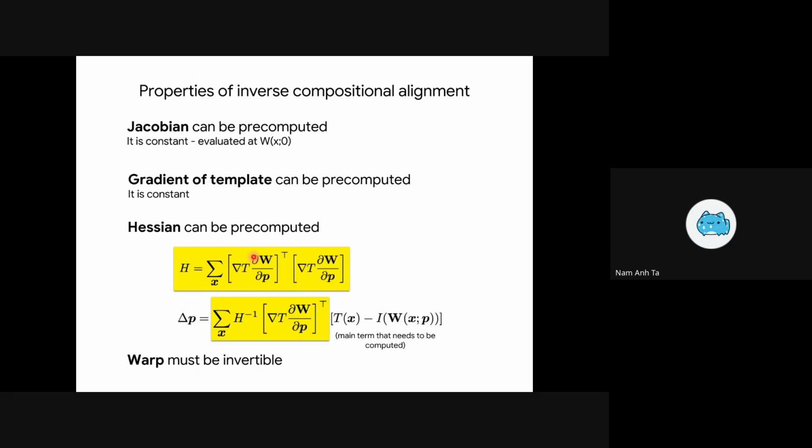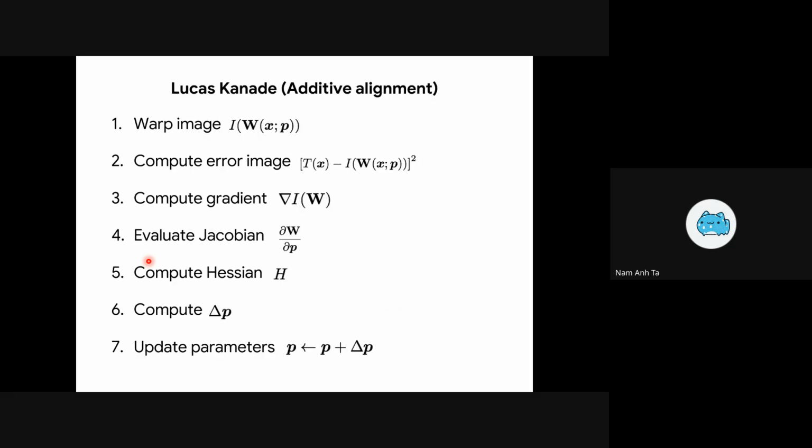The Jacobian is now a constant. And the gradient of the template, the gradient of T, is also a constant, meaning we only need to calculate it once at the very beginning. We don't need to update it. So consequently, the Hessian can also be pre-computed, and then it also becomes a constant as well. So by pre-calculating all of these components, we can achieve a significant acceleration in the overall alignment process.